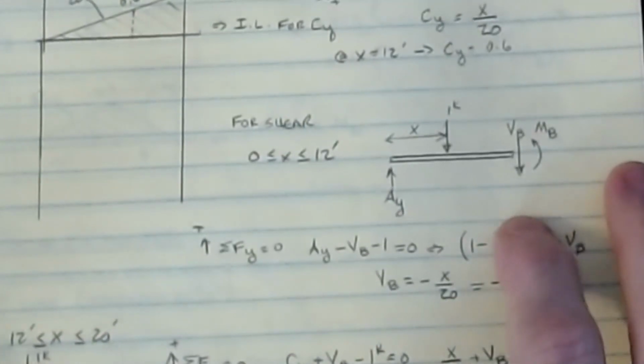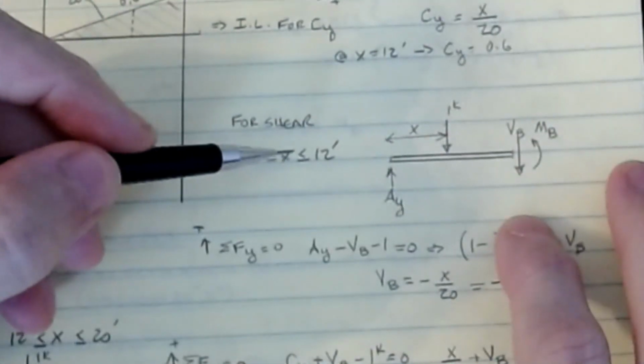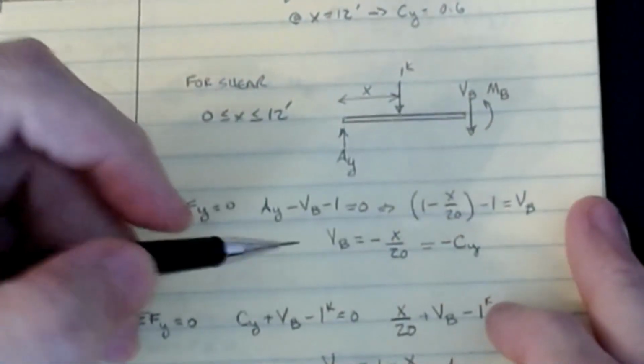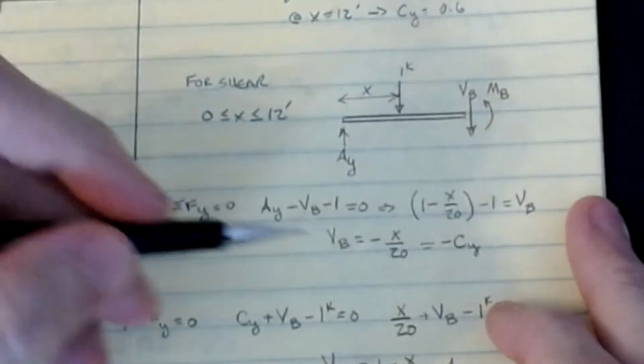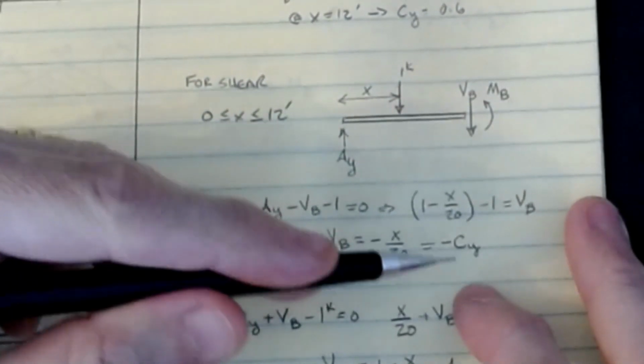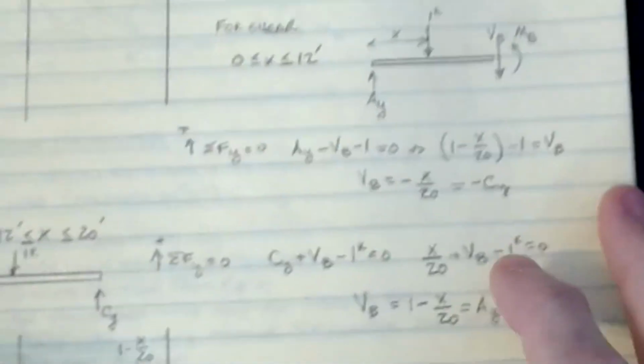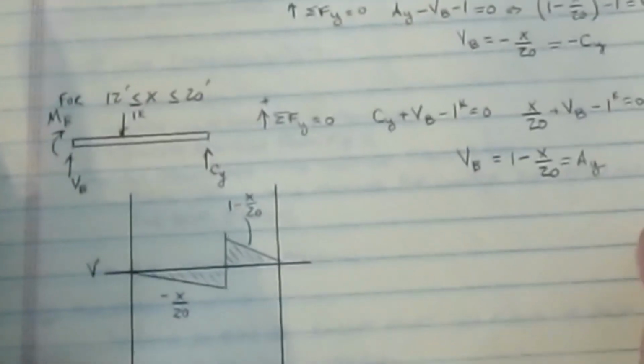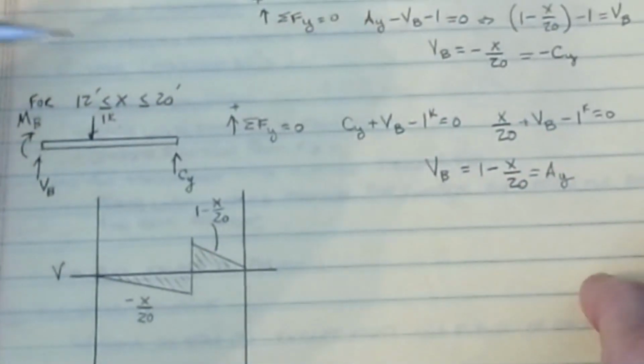For shear, we do the same thing. This is dealing with when 0 is less than X less than 12. That gets me that diagram. My VB then is going to be equal to minus X over L, which is minus X over 20. Again, that's the same as the negative of the reaction at B. And then we go do the other side. Again, we're going fairly quickly through this because we've seen this.